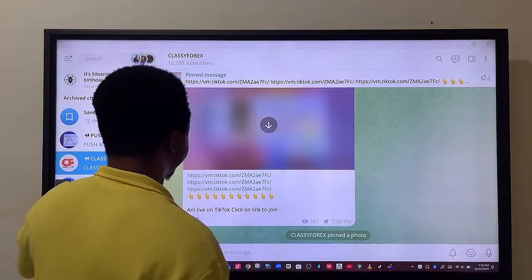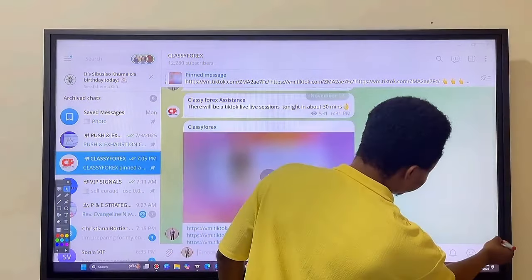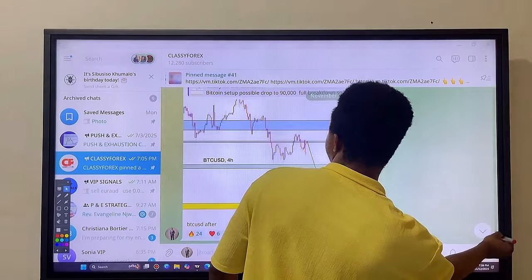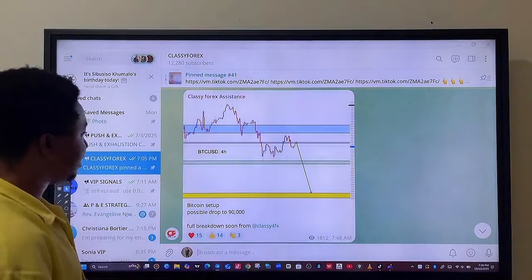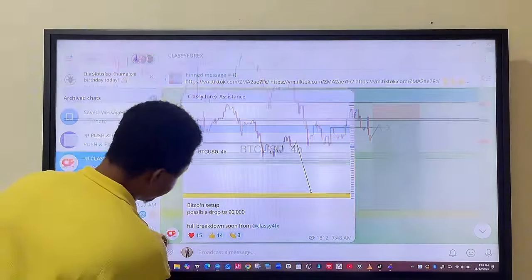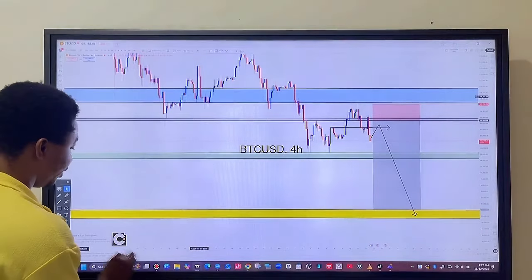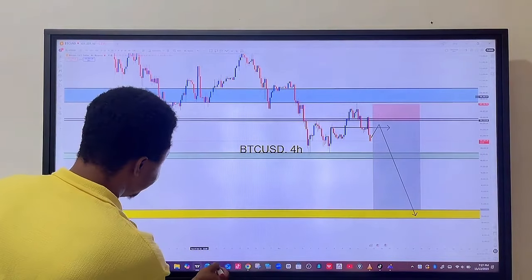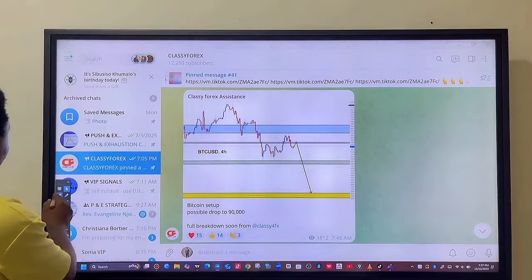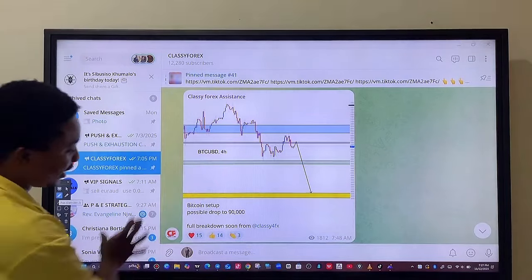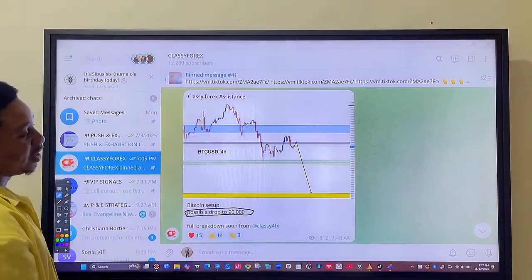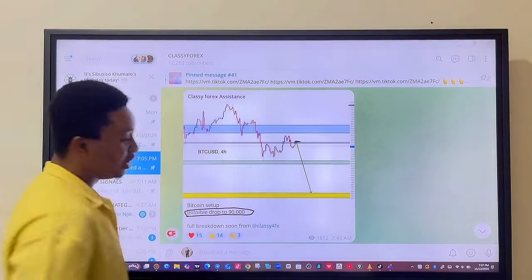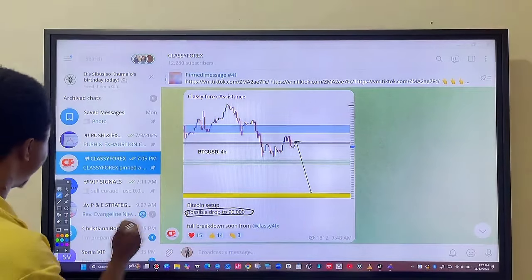So this is the Telegram channel. Let's see if we can find the BTC setup. Okay, so this was the BTC USD setup, and this is the after of it. Alright, so we did a very good job today on the BTC entry. You can see my assistant over here dropped the setup. We're expecting BTC to hit 90,000, and this was going to be our entry, and that's exactly what is happening on BTC.